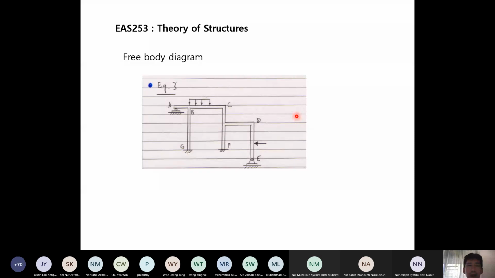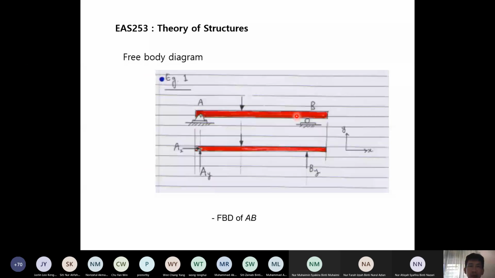Okay. So we can draw a free body diagram for the whole structure. So it becomes 2 reaction forces and 1 reaction force. This is for the whole beam. It's good to indicate X and Y here, which one is X and which one is Y. So we put AY here, AX here, BY here.